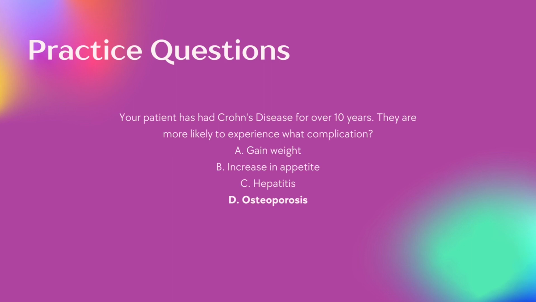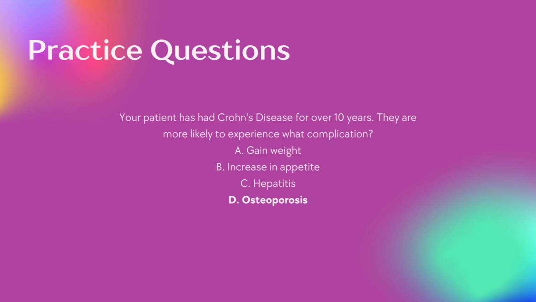Okay, the correct answer is D. Your patient has had Crohn's disease for over 10 years. They are more likely to experience what complication from this? So, going back to Crohn's disease, what is Crohn's disease? It is considered an inflammatory bowel disease, and that could be UC or Crohn's, but when a patient has one of these, this puts the patient at a high risk of developing osteoporosis due to malabsorption.